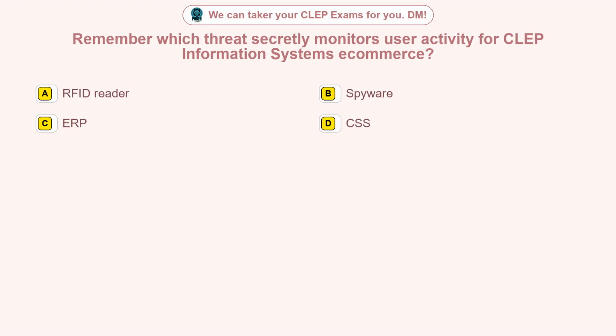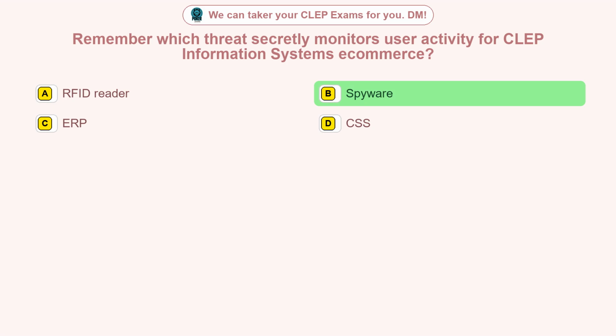Question 43. Remember which threat secretly monitors user activity for CLEP Information Systems Ecommerce? Option A. RFID reader. Option B. Spyware. Option C. ERP. Option D. CSS. The correct answer is option B.